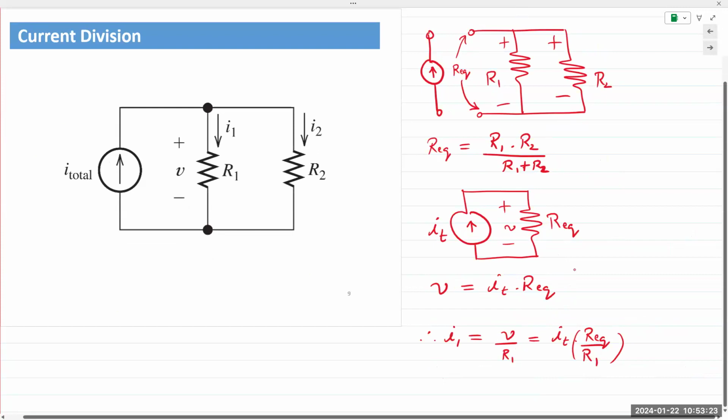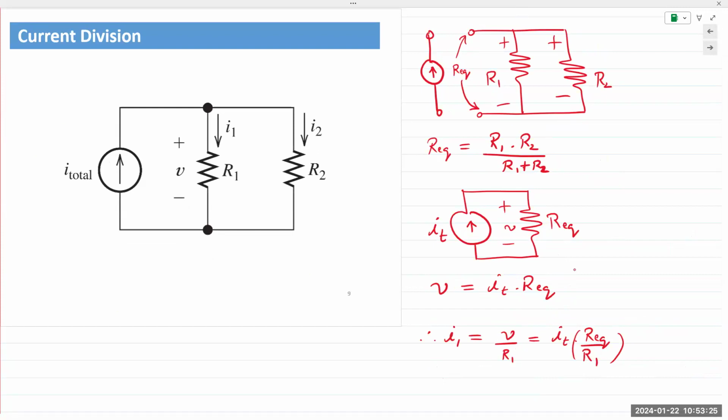In a quiz or in an exam, you can have these equations on your equation sheet, which is fine. You don't have to sit there and derive it. You can derive it if you want, but if I ask you to apply voltage and current division, then you should apply voltage and current division directly.